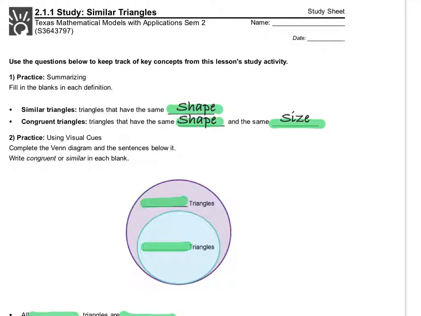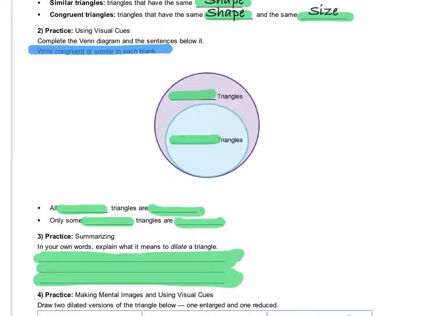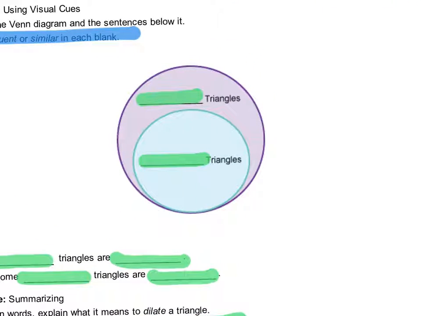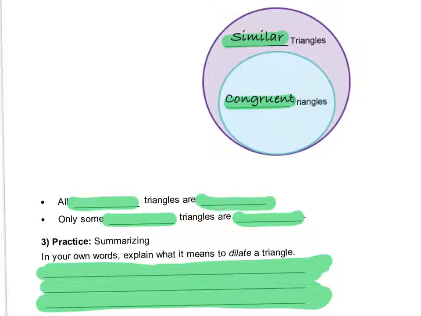Okay, and so we're going to use a visual cue. It says complete the Venn diagram, and in the sentences below, we're going to write congruent or similar in each blank. So there's our directions. Now, every congruent triangle happens to be a similar triangle. So on these lines here, you're going to put, whoops, that's crooked. All right, so how you can read that is that some similar triangles are congruent, but not all similar triangles are congruent. So let's go ahead and type up our sentence. It says all congruent triangles are similar, but only some similar triangles are congruent.